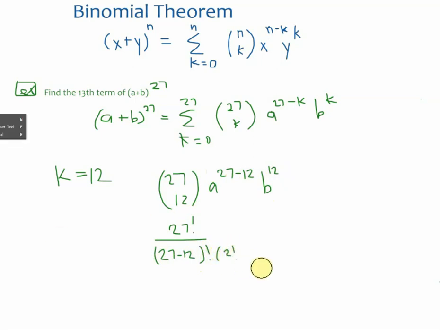That's, you guys, come on. 12 factorial. All right.